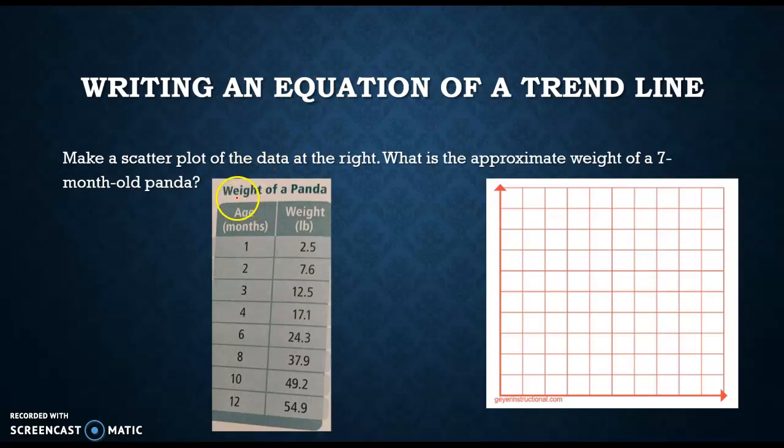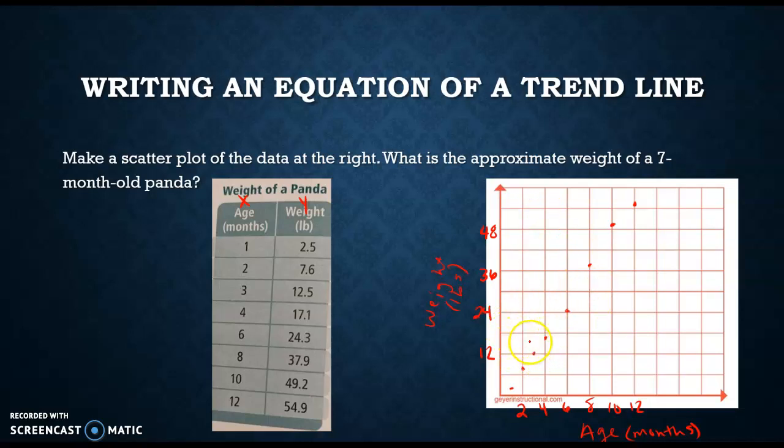Age is going to be our X value because that's not dependent on anything. It is actually independent. And weight is going to be our Y value. All right, so from here, here's my scatter plot. I've graphed the points. I do notice that I have a positive correlation, which I hope would be good for the weights of pandas. When you think about it, you hope that the older they get, the heavier they get when they're younger, as opposed to getting skinnier. That means they're not eating enough.